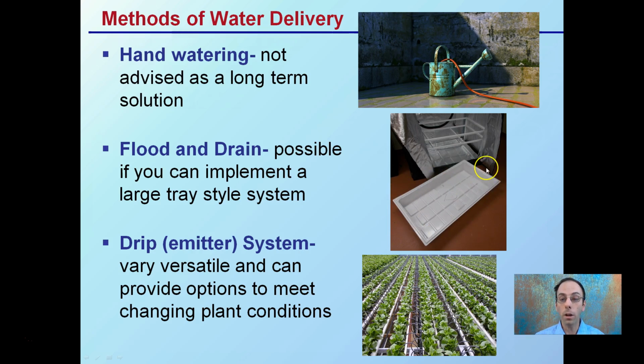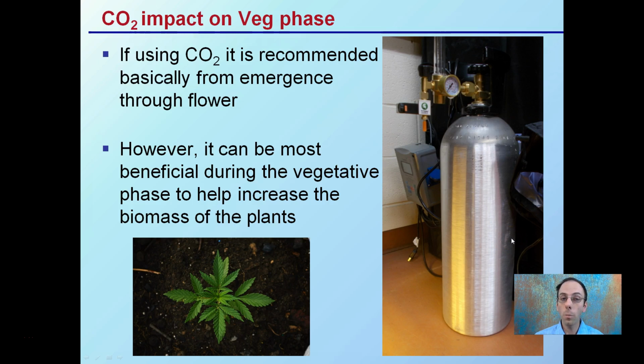This is a 4x2 tray here. And there's a drip and emitter system we see here on a large scale. This is the only way it needs to look. These can be very versatile and can meet changing conditions as the plants grow or as they switch to different rooms. CO2's impact on the veg phase.